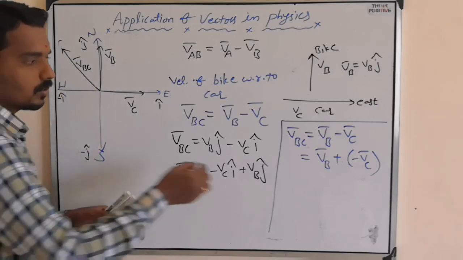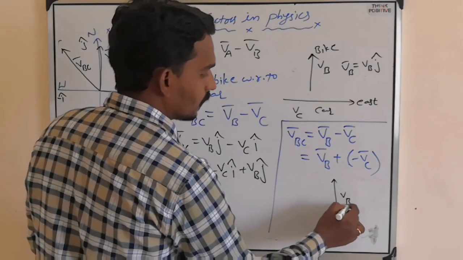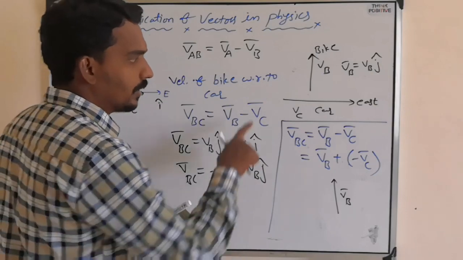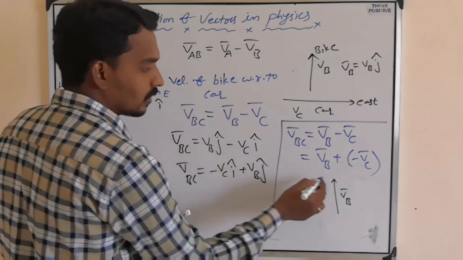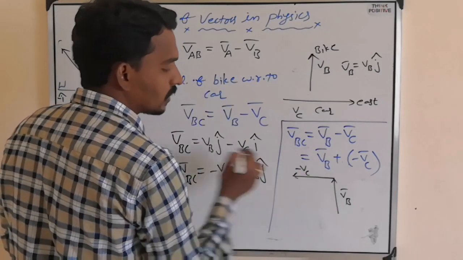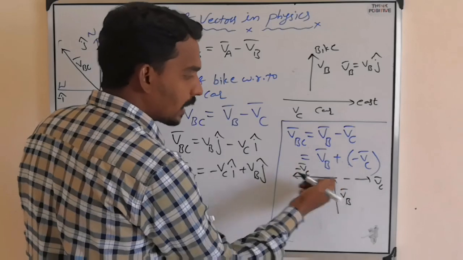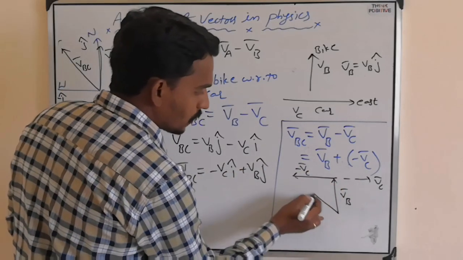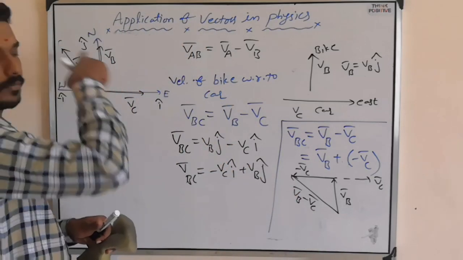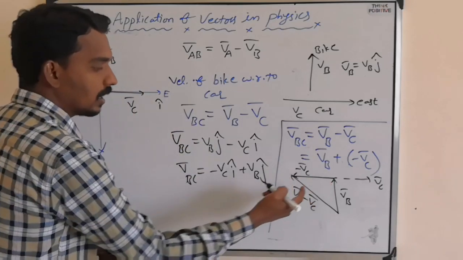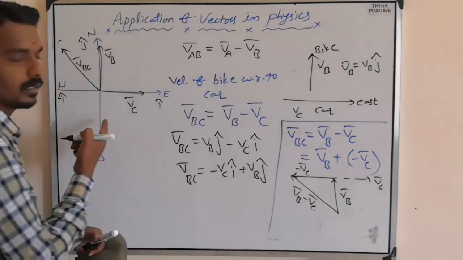How to add? First you draw VB. VB is up. Draw VB. Then draw minus VC. VC is east, so minus VC is opposite, west. So this is minus VC. See, this is VC, but we want minus VC, the opposite. Then if you join these two, this is VB minus VC, this way, between north and west. So this is VB minus VC, nothing but VBC.